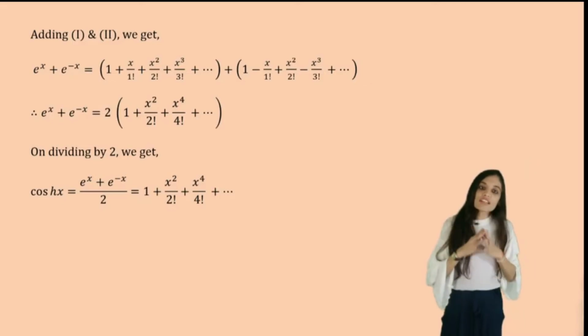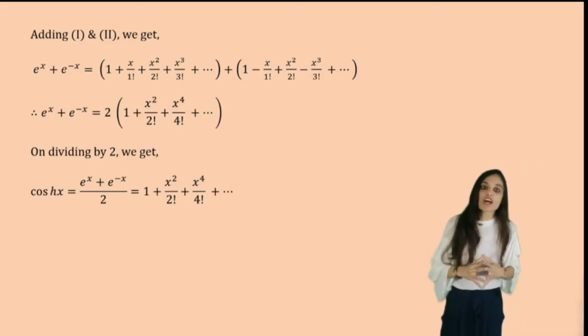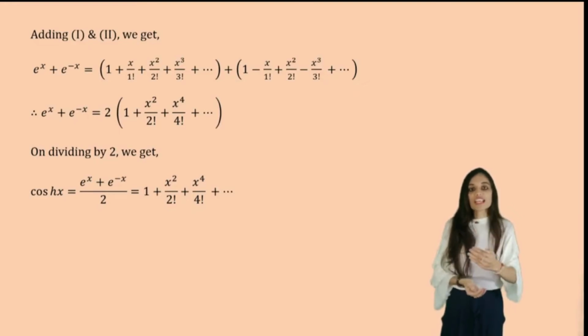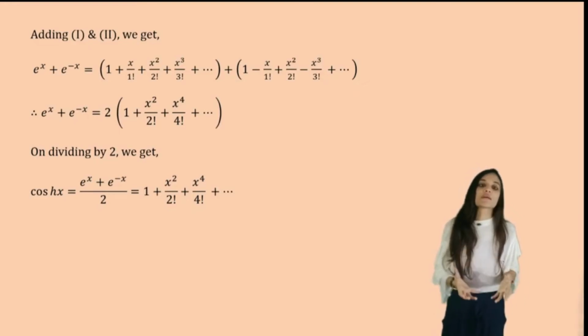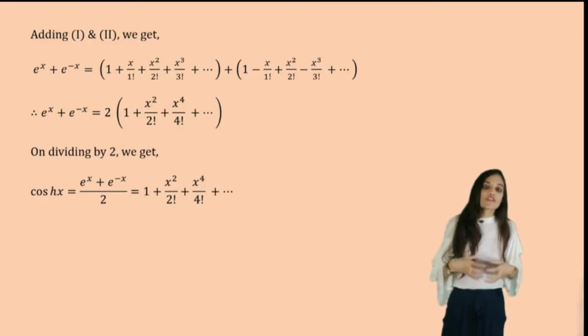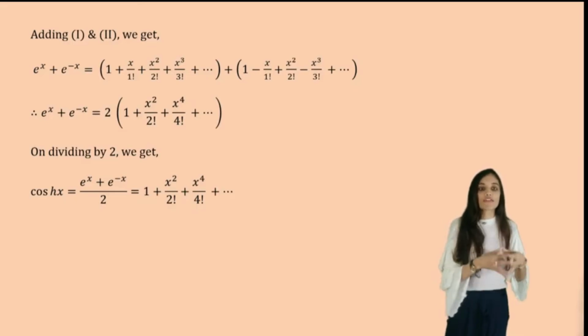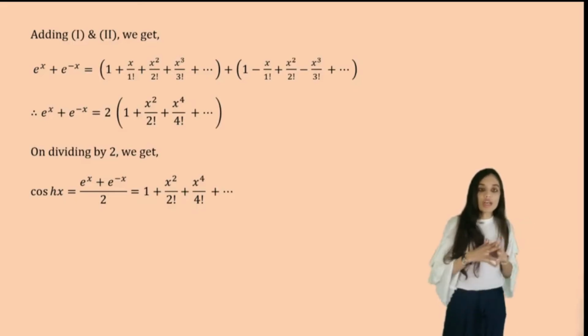Obviously the Maclaurin series of cos hx can be found out using derivatives also. So you can also find the derivative of cos hx 2 or 3 times and find the Maclaurin series using our formula, that is f of x is equal to f of 0 plus x upon 1 factorial f dash of 0 plus and so on.